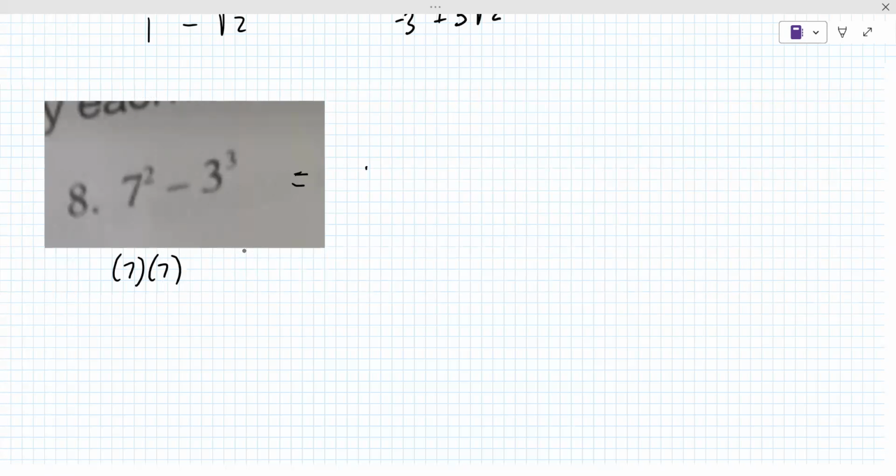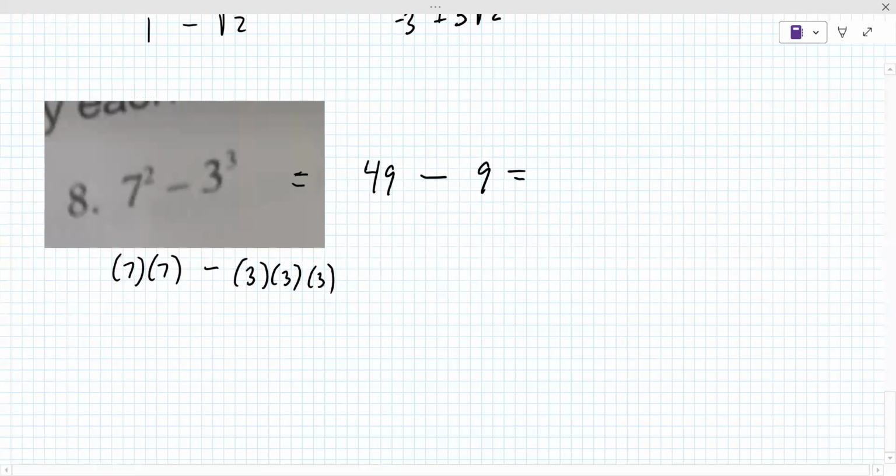Okay. That'd be 49. And 3 cubed is 3 times 3 times 3. What does that become? That would be 9. Okay. 49. And then subtract by 9, which would be 40. Good.